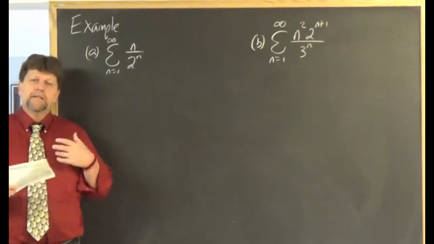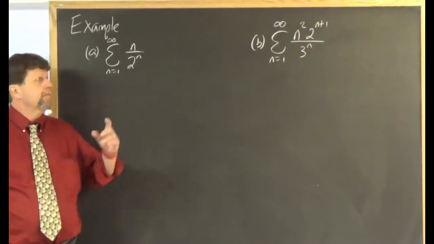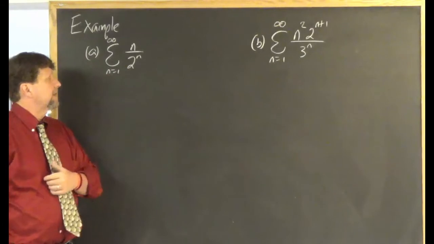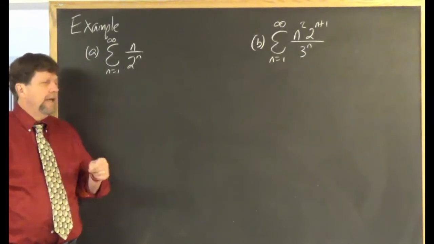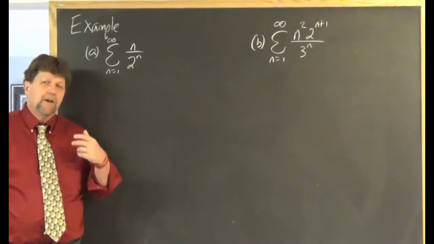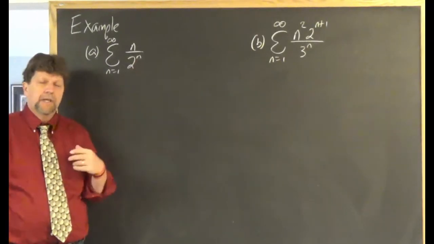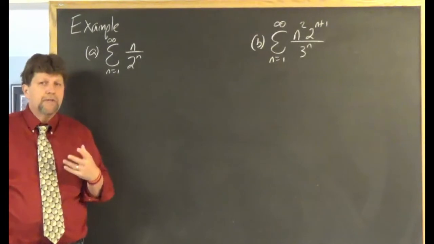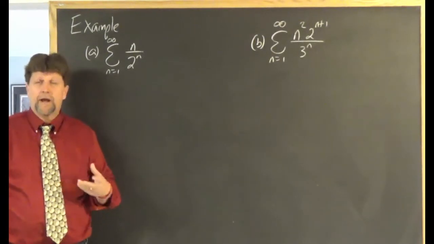All right, folks, here in this example, we're asked does it converge or diverge? And the first series we're given is the series n equals 1 to infinity, n over 2 to the n. So when I see this, I'm seeing an exponential, a 2 to the n. I'm thinking ratio test might be a good test to crank this through.